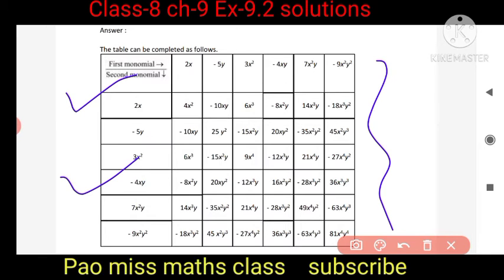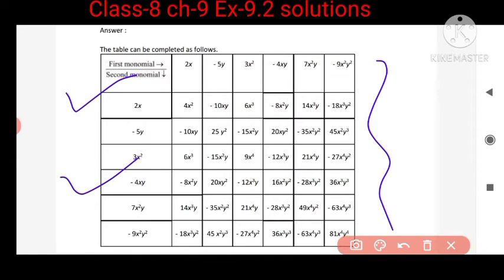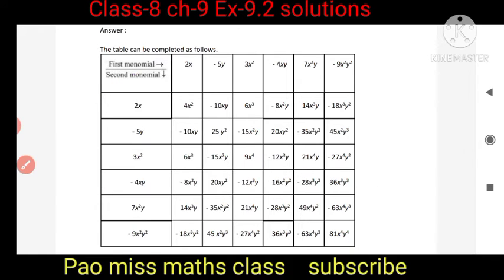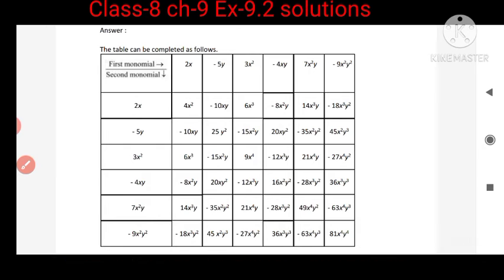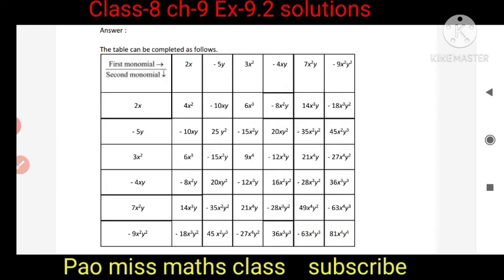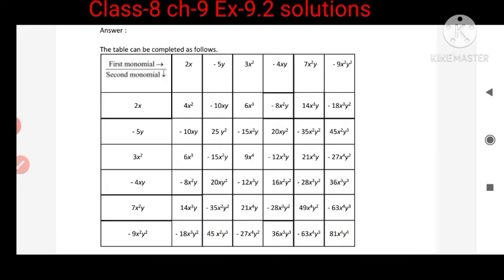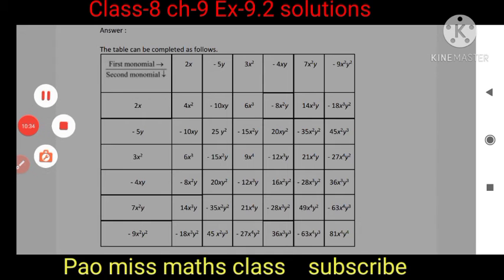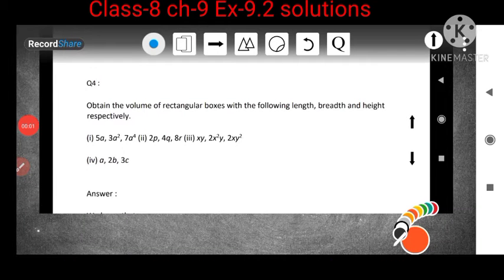Question number 4. You can pause this, or you can take a screenshot of this and then write it out in your notebook. Okay, you have to complete this table in your notebook. Now the next question is question number 4.